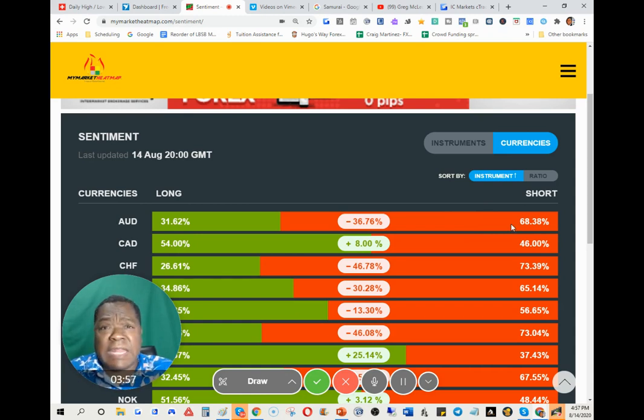And some people can get in and out and actually make money on the short side. But for the most part, being short the Aussie dollar is going to be a losing proposition.